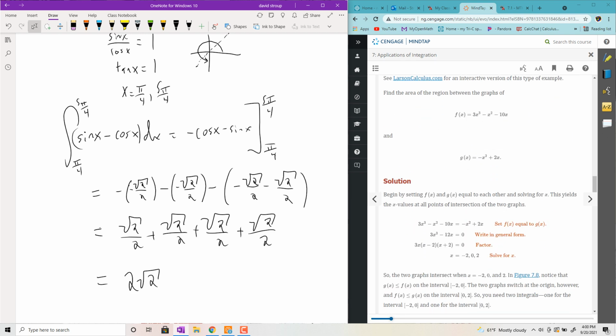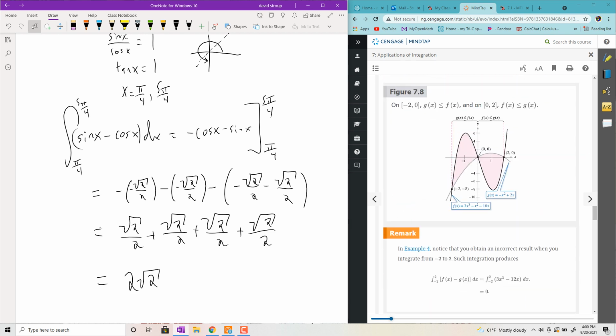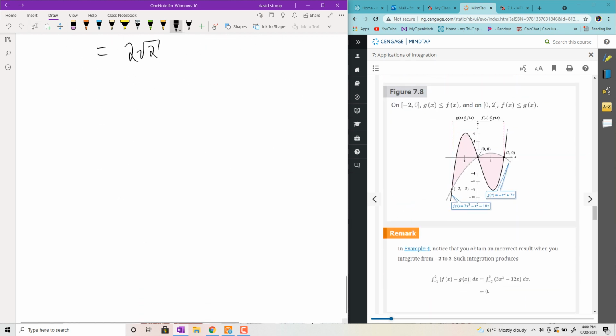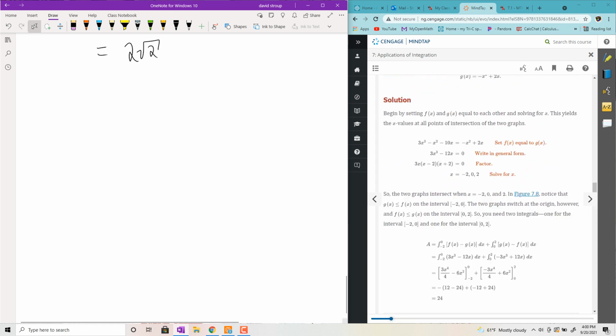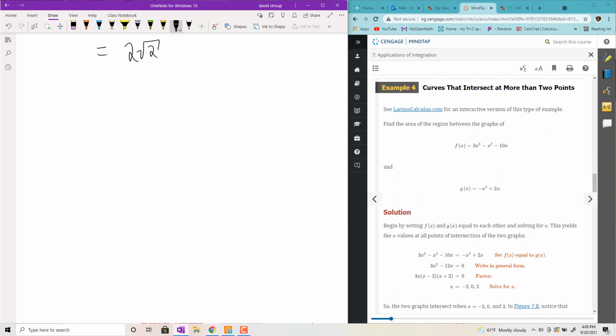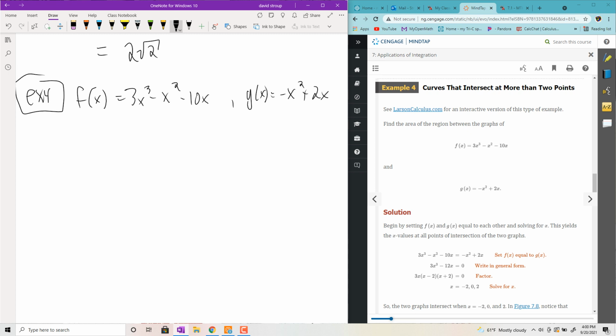This next guy intersects in more than 2 points, so they give you a nice little picture here. I probably wouldn't expect you to be able to draw cubics out by hand on a test. But let's take a look here. So this is example 4. One curve is 3x cubed minus x squared minus 10x. G of x is negative x squared plus 2x. I mean, you could do these by hand. It's not really a big deal.